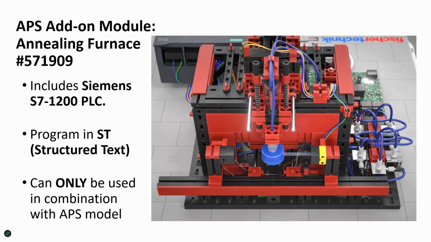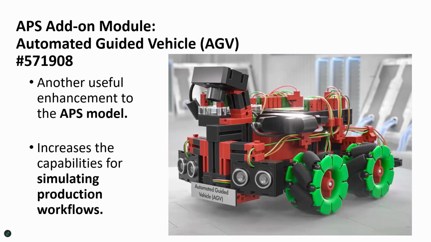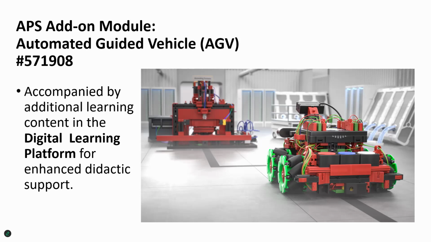It is, of course, designed specifically for use in combination with the APS model and not as a freestanding workstation. The second add-on available for purchase, as I touched upon before, is an additional AGV, which can be added to your model. Now, like the annealing furnace, the add-on automated guided vehicle also unlocks access to further learning content in the digital learning platform. Both theory modules and additional tasks in the Agile Manufacturing Learning module are made available, and these focus on agile intralogistics as well as the parallelization and prioritization of the production workflow.